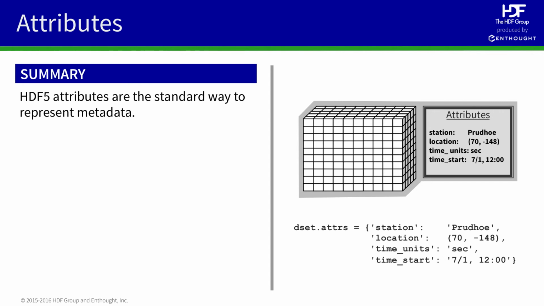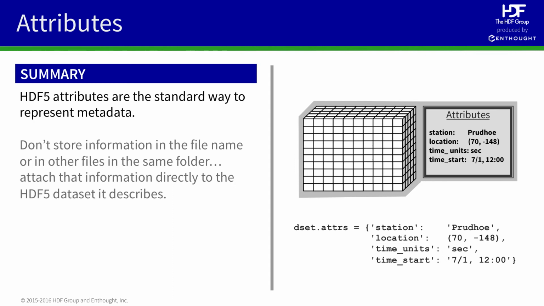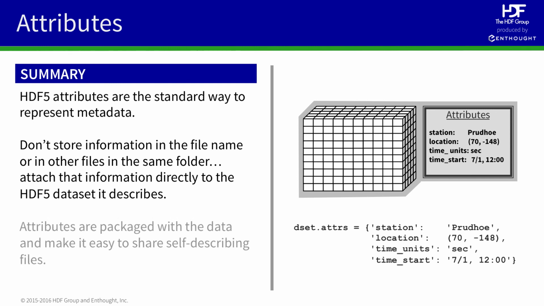Here are some key things to keep in mind when using attributes. HDF5 attributes are the official way to associate metadata with HDF5 datasets. Try to avoid storing information in the file name or in other files near the HDF5 file. Instead, attach that information directly to the object in the HDF5 file that it describes. Finally, keep in mind that attributes are packaged up with the data and make it very easy to share self-describing files with colleagues or clients.